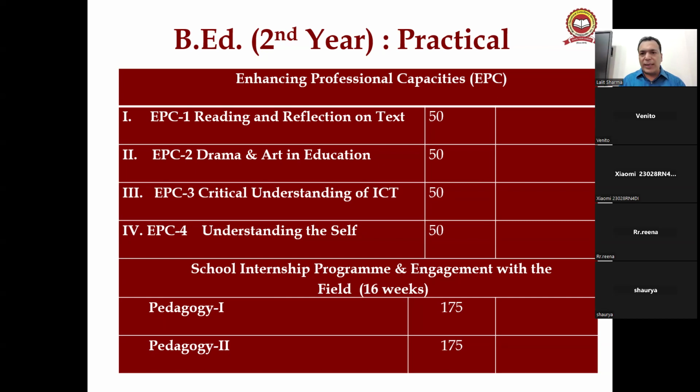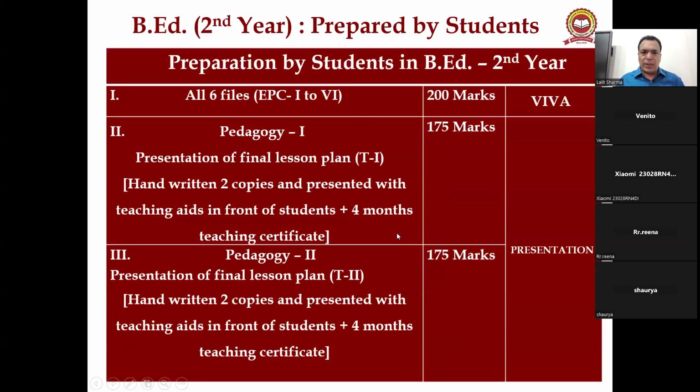And the rest of the two files, pedagogy 1 and pedagogy 2, you can see that. This is the important 175 marks. On the next slide, for pedagogy 1 or pedagogy 2, you have to give a presentation. So out of six files, a viva would happen for four files, and the rest are the two files, pedagogy 1 and pedagogy 2.